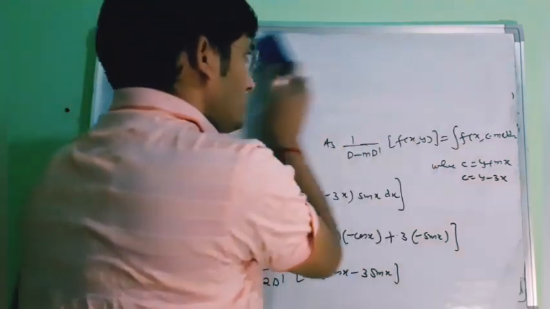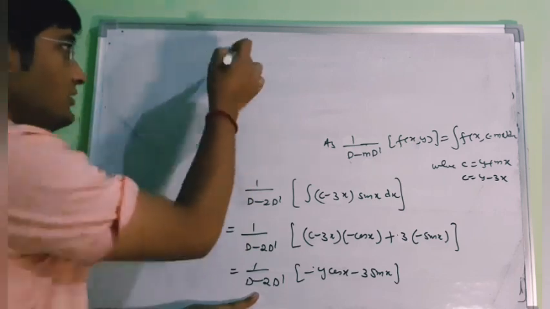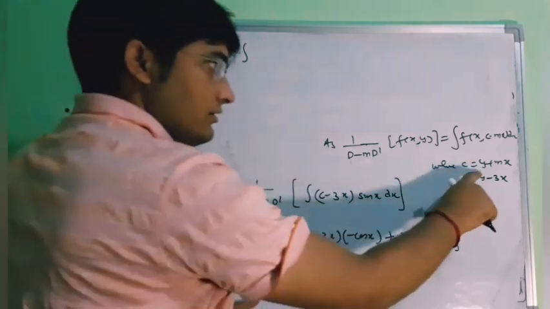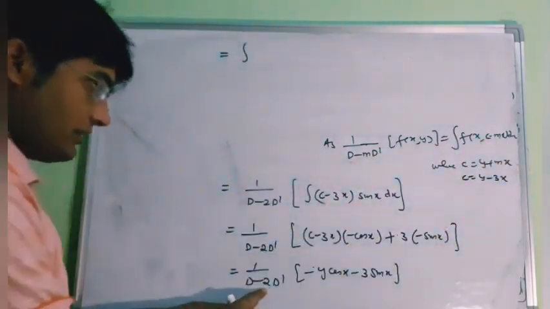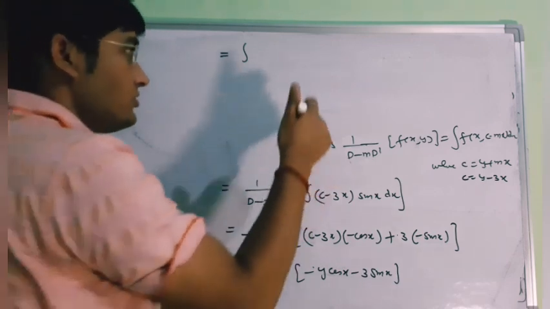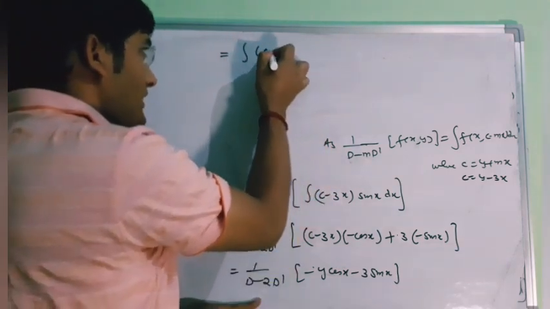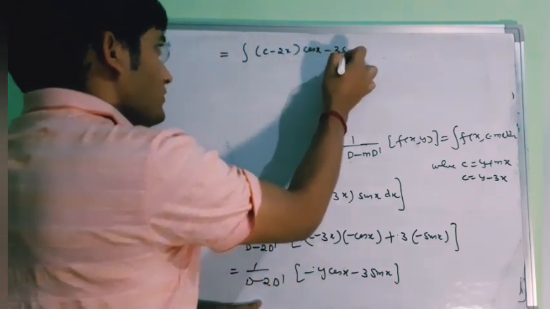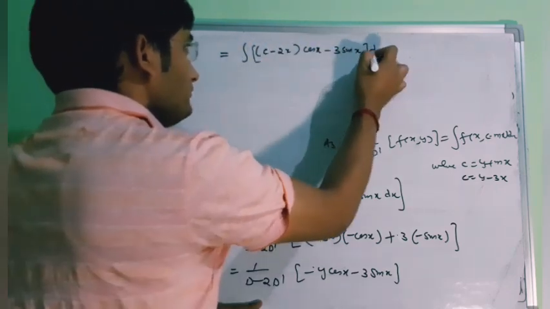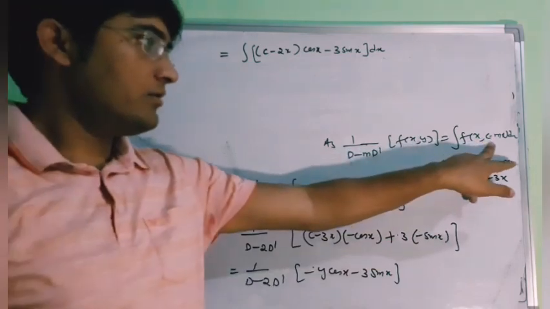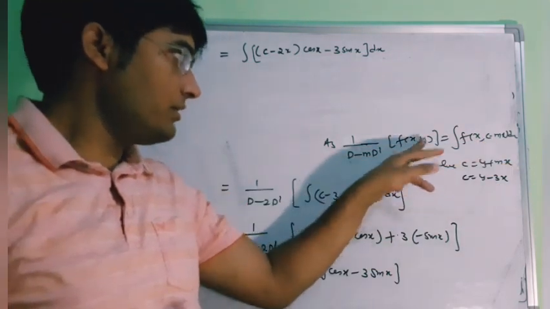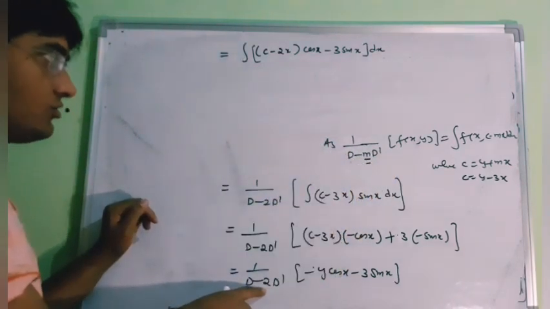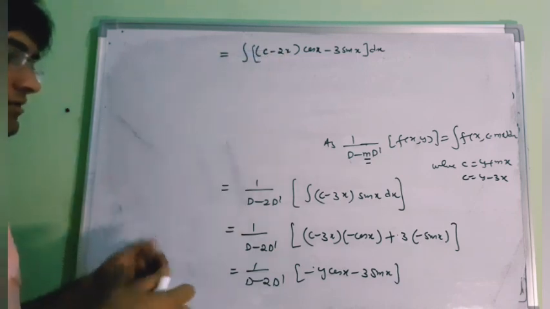Now again apply this formula for this factor. So this will be equal to the integration, and let us replace our y by c minus mx. Here we can see that our m is 2. So this will be c minus 2x cos x minus 3x sin x dx. Using this formula, we have to replace our y by c minus mx, where m is the coefficient of D dash. Here you can see that the coefficient of D dash is 2, so we have replaced our y by c minus 2x.